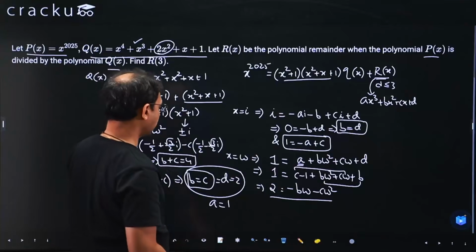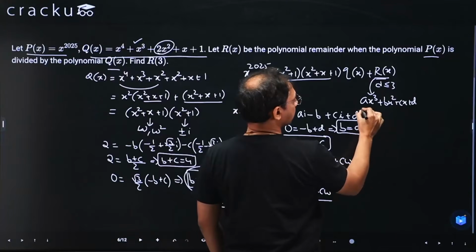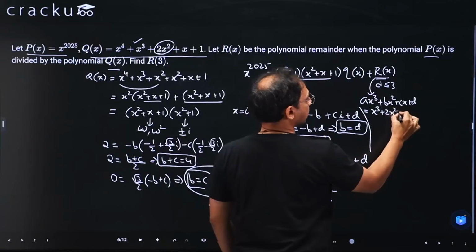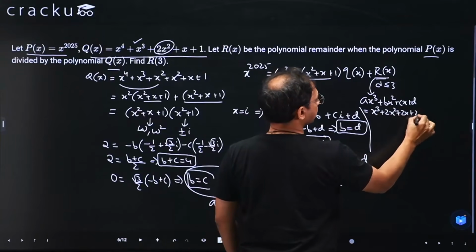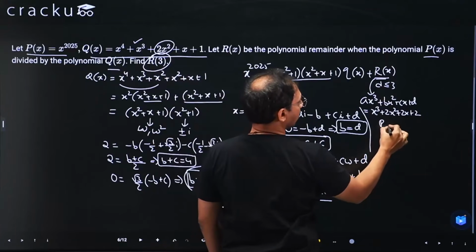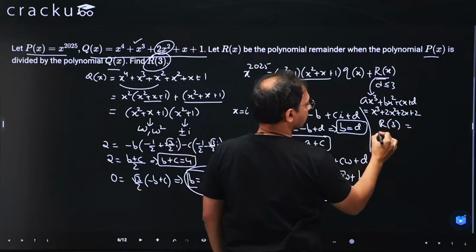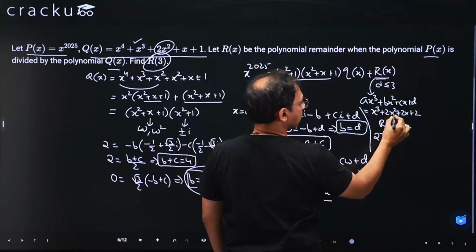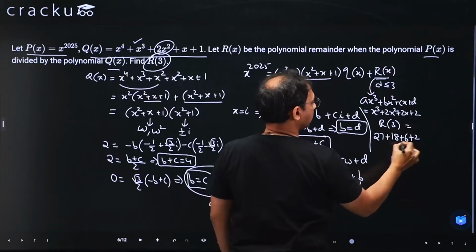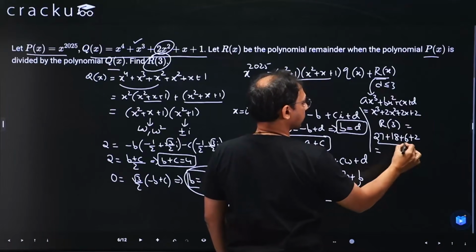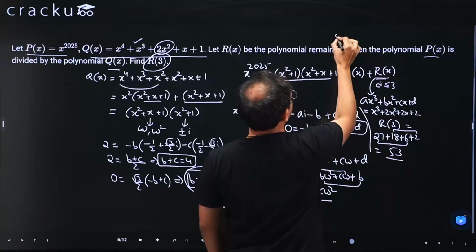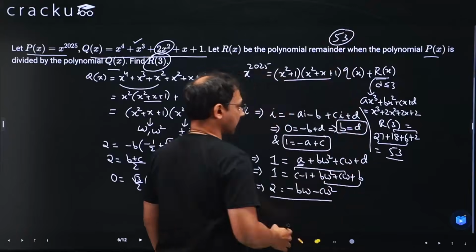So what is your R of x? A is 1. All other three coefficients are 2's. We want R of 3. So R of 3 will be 27, plus 9 times 2 is 18, plus 6, plus 2. So we have 33 plus 20, 53. So the answer is 53.